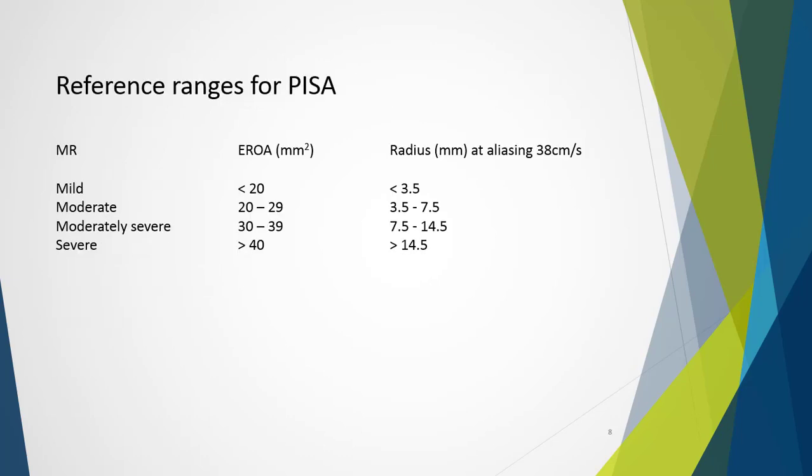And here we have some reference ranges for our PISA calculation. So we can use the regurgitant orifice area and the actual radius that we measure to our first line of aliasing, and both will indicate whether we have mild, moderate, moderately severe, or severe regurgitation.